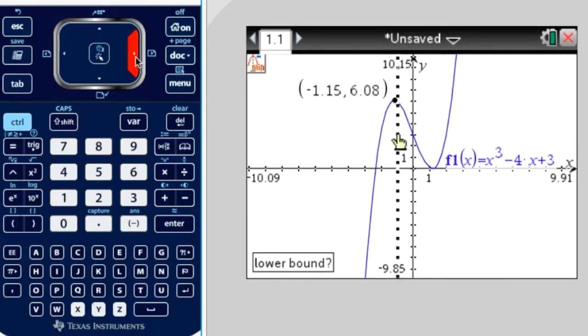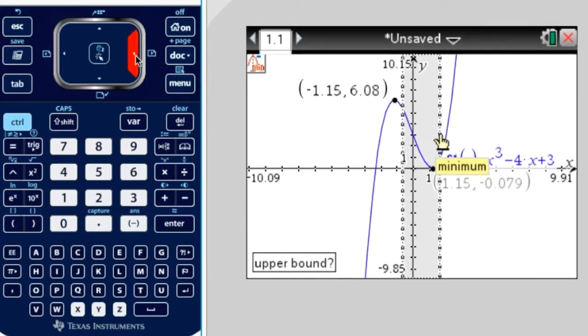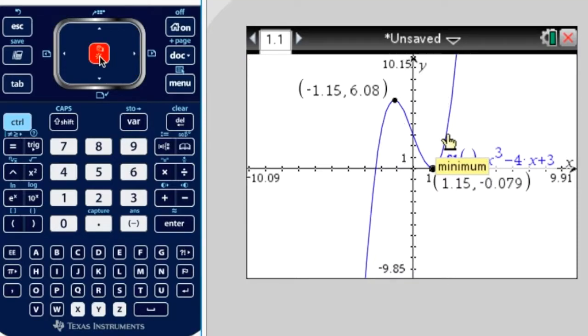I don't even have to go that close, so that's fine. And then the upper bound. And there it is. We've found the minimum turning point. So enter. And now again, if we just looked at the graph, it looks like the minimum could be at 0. And there's a reason, because it's so close to 0, it's negative 0.079. If we zoomed in a lot like we did in the last video, we would see that it's actually just below the x-axis. So again, the minimum value is negative 0.079.